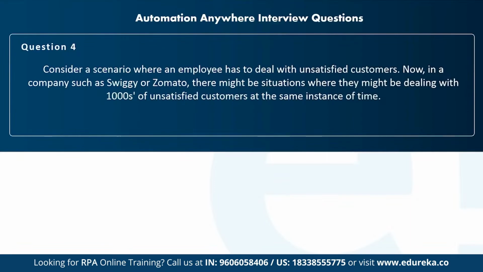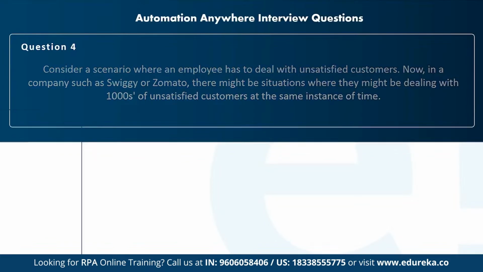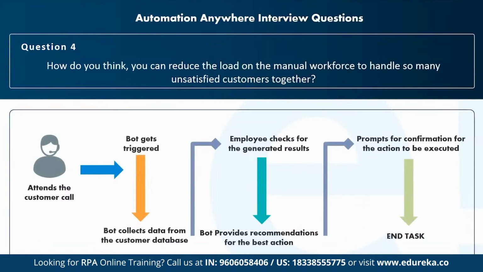For this question, consider a scenario where an employee has to deal with unsatisfied customers. Now, in a company like Swiggy or Zomato, there might be situations where the team of Swiggy and Zomato have to deal with hundreds of unsatisfied customers all over the world at the same instance of time. Now, how do you think the company can reduce the load of the manual workforce to handle so many unsatisfied customers together?